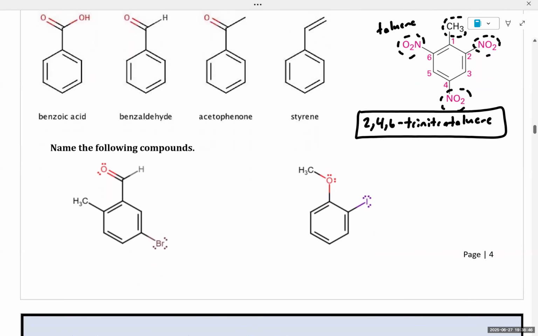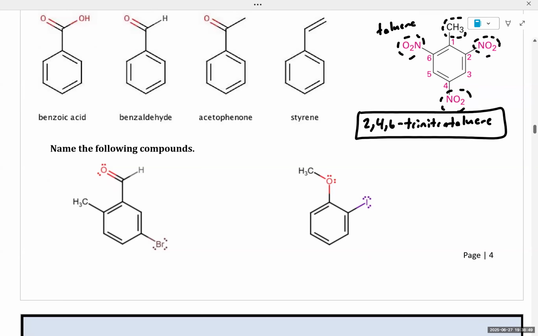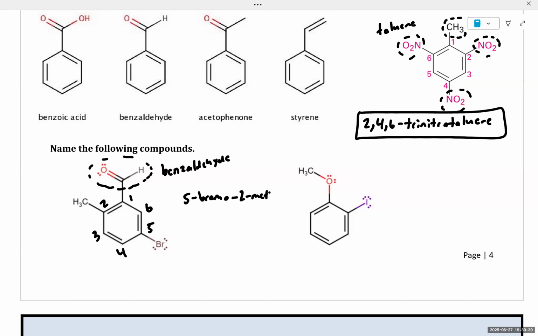Okay, let's continue on with this practice, and I'd like you to try naming the following two compounds. So please pause the video, and then we'll discuss momentarily. In this case, we have this aldehyde, so this is a benzaldehyde. Numbering to give the lowest locant numbers, this would be 5-bromo-2-methylbenzaldehyde.